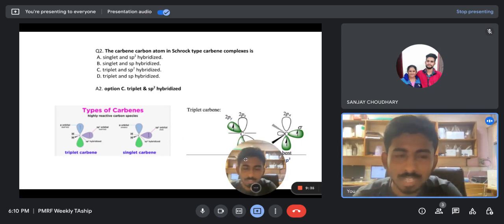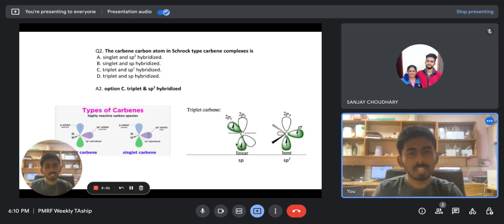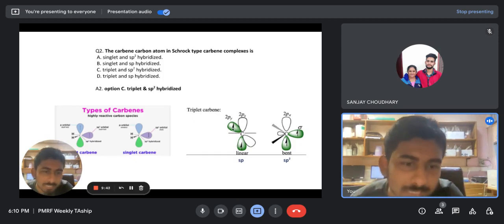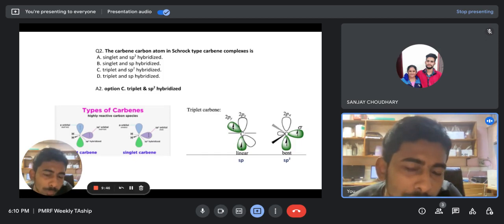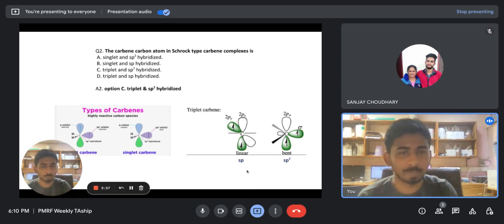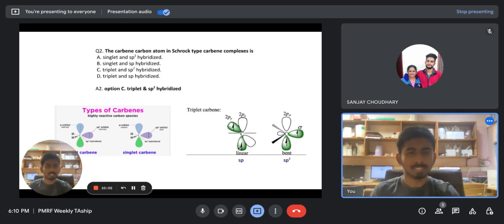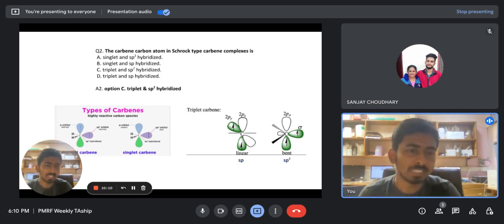Here you will see that is a triplet carbene. Here you can see this is a linear geometry where this is 2py and this is 2px, and all these orbitals have one electron each. On the left hand side is the linear geometry. Here you can see the substituents are opposite or trans to each other. That's why it is the linear geometry. So you know the linear geometries are sp hybridized. But on the right hand side, you can see the two substituents are cis to one another.